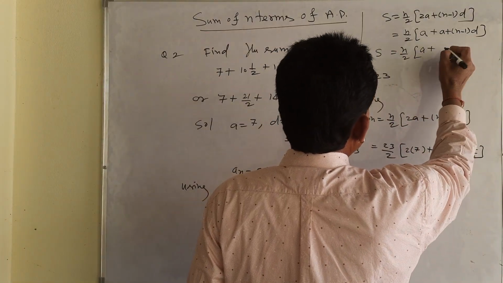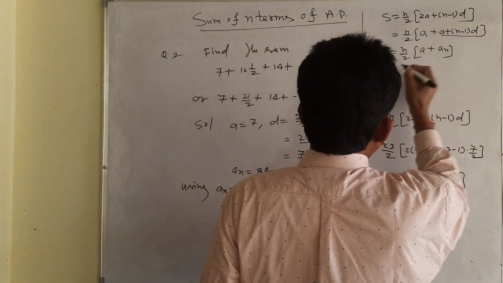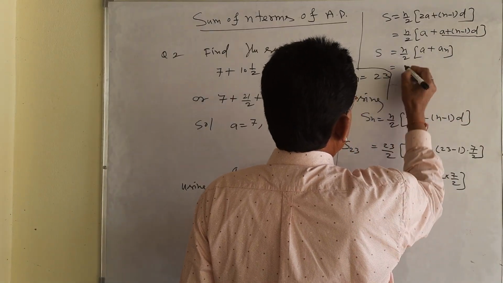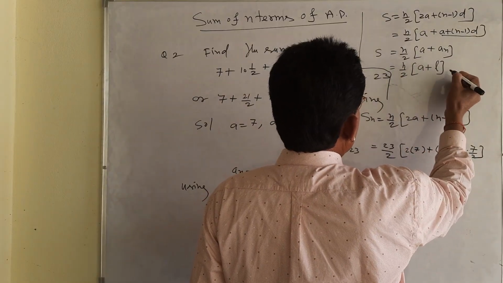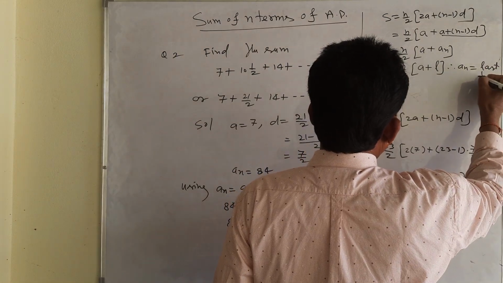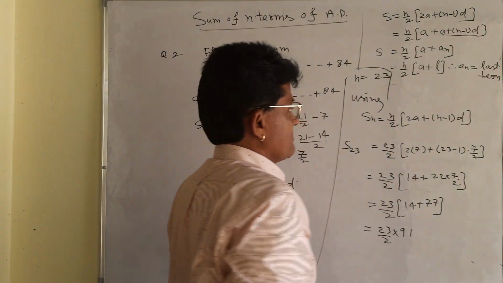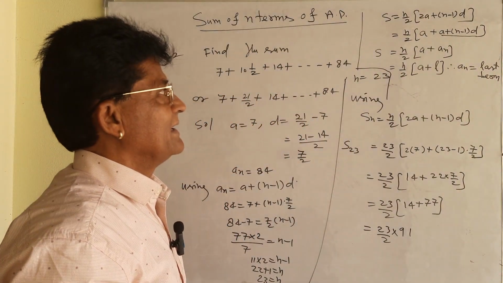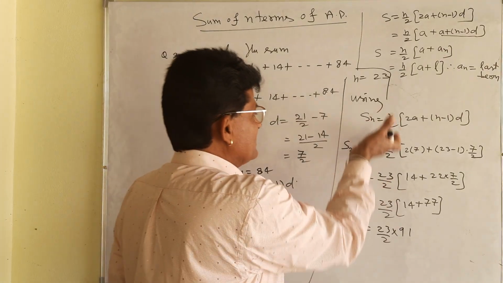This is the nth term, you see. And it will be equal to n upon 2 (a plus l). The nth term is also known as the last term. In place of the nth term, you can write the last term. Then you can find out the solution directly.